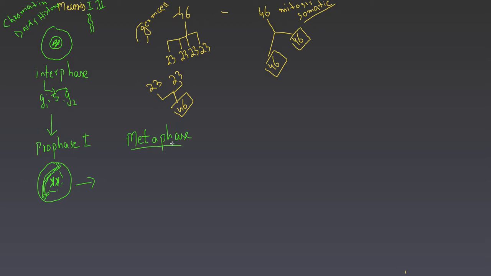Now, the key thing I wanted to mention is that when we are talking about prophase in mitosis, the chromosomes just replicate and condense and we see them. But when we are talking about prophase 1 in meiosis, when the chromosomes replicate, this replicated chromosome tries to find its homologous pair.